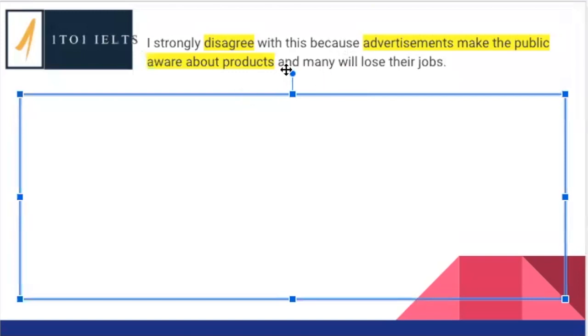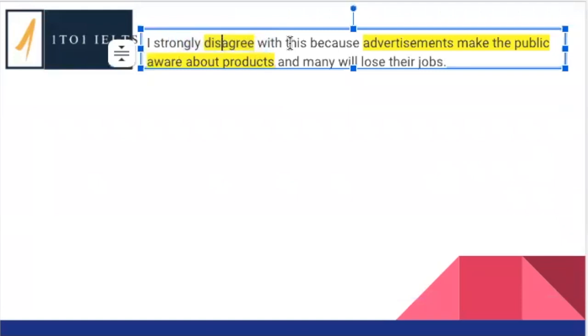Remember, because we want good coherence and cohesion, we want to always be looking at our outline statement, because this is like an index for our whole essay. So we look at this and we go, okay, our essay is disagreeing, so we say we strongly disagree. Good. And we had two ideas. Idea 1 was advertisements make the public aware about products, and idea 2 was many will lose their jobs.